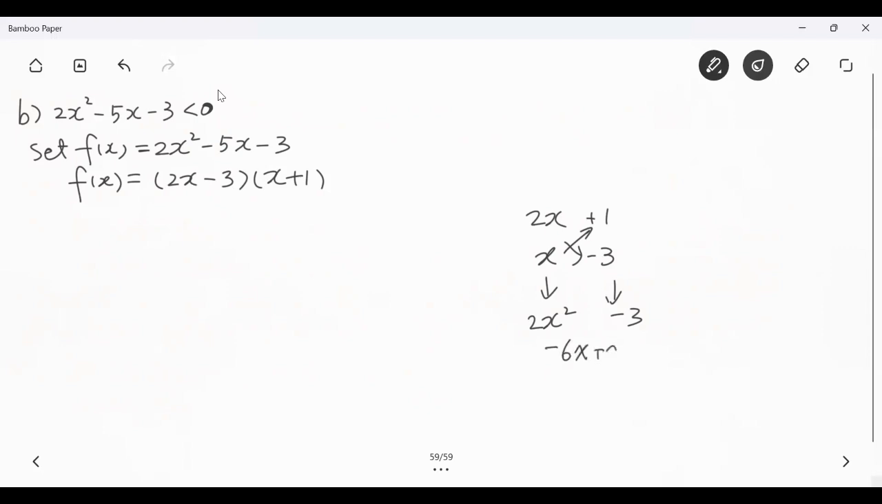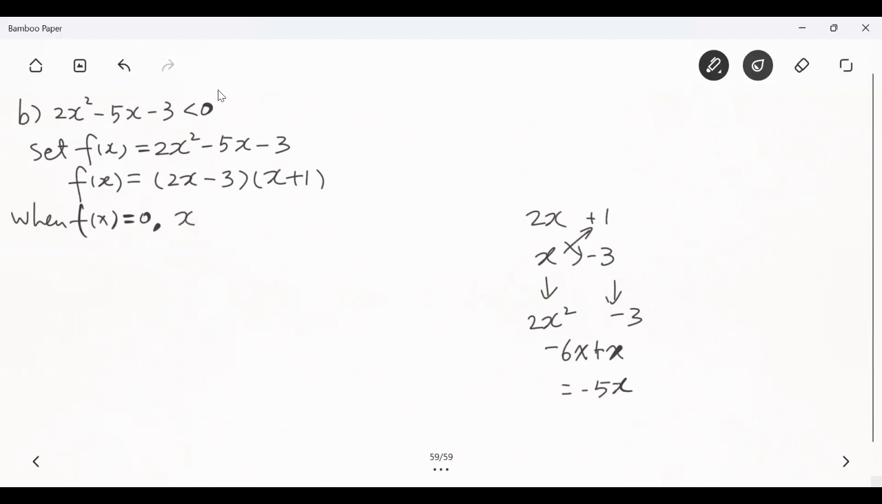And the plus x, so it's negative 5x. It's matching with the middle term, right? This is correct. And then when f(x) equals 0, that means find the x-intercept, right? If 2x minus 3 equals 0, then x equals 3 over 2. If x plus 1 equals 0, x equals negative 1.